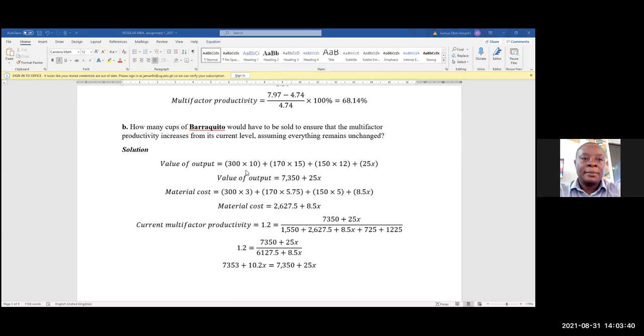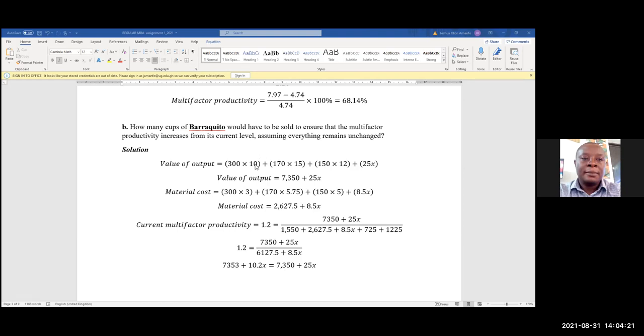So first of all, you need to compute the value of your output. Let's assume that we don't know the number of cups of barquito that we have to sell. So we represent that by an X. So when you work it out, you get 7,350 plus 25X. Because now we are assuming that we don't know the number of cups we have to sell for productivity to change or to improve or increase. So you work that out.